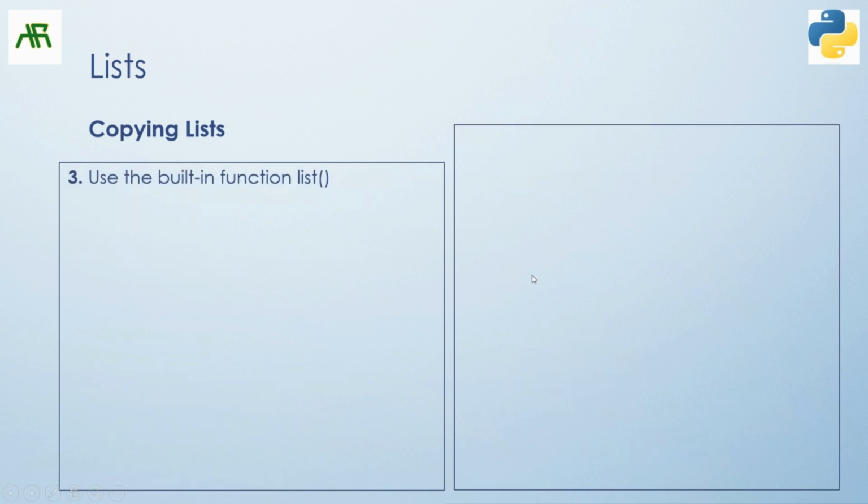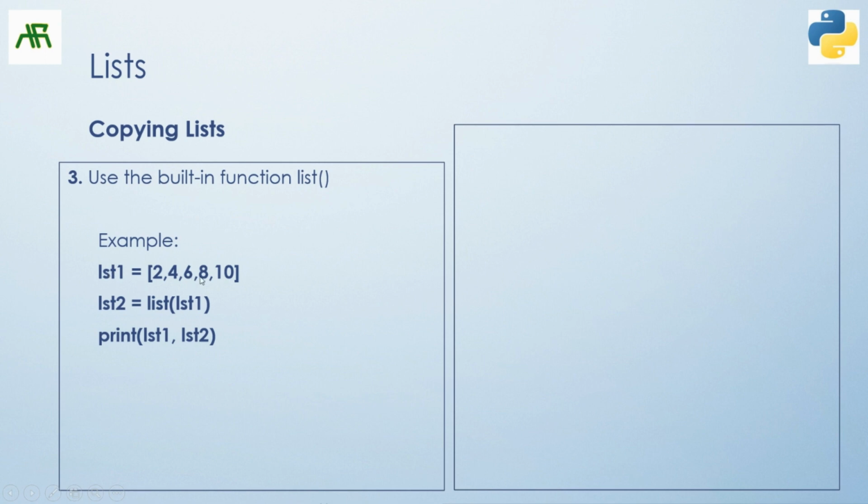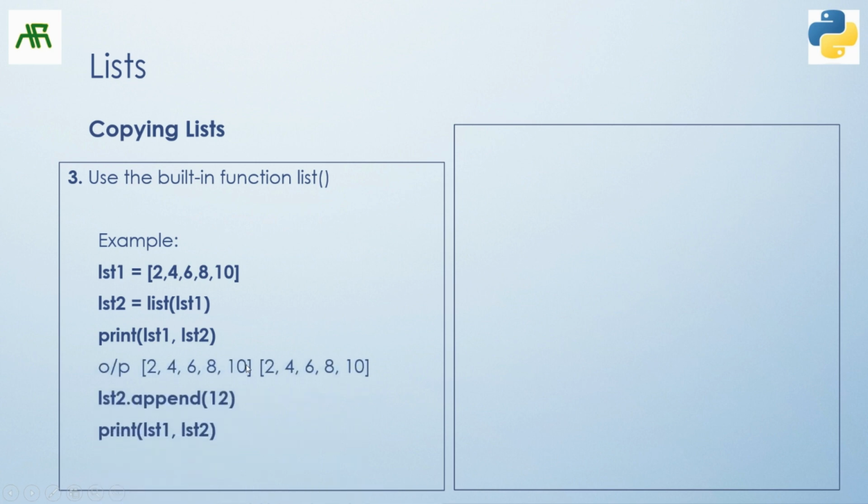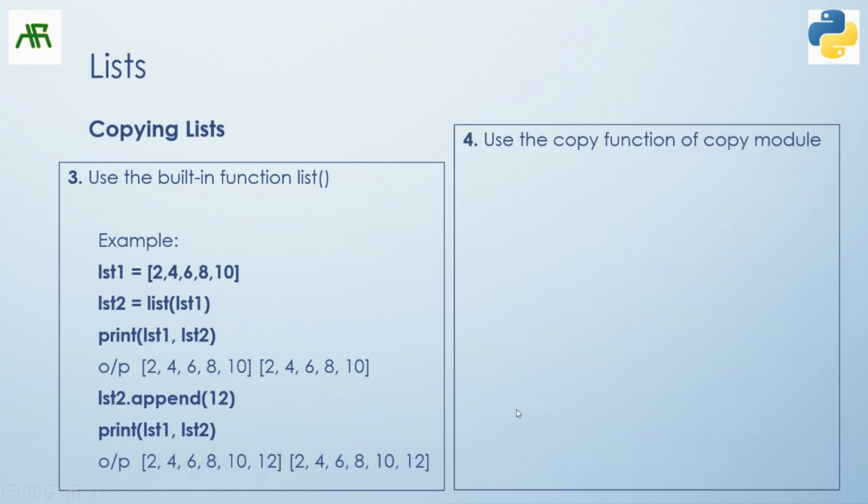Next option is to use the built-in function list. I have the same example of list 1 equal to 4, 6, 8, 10, and I am creating list 2 with the built-in function list of list 1. If I print list 1 and list 2, essentially they will be the same. So if I append an element to one of these lists, list 2, they are going to show me the same values.